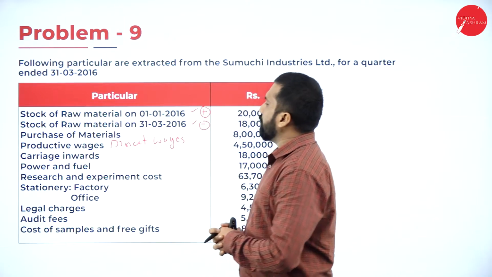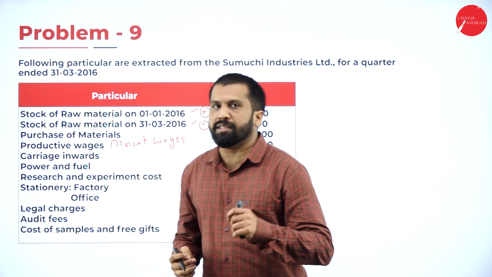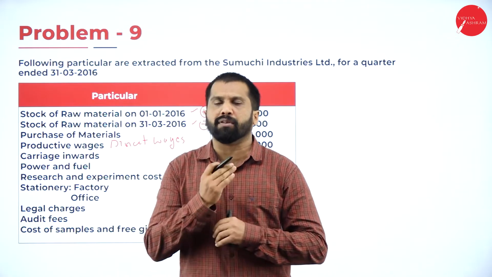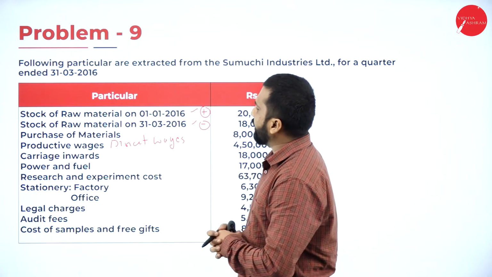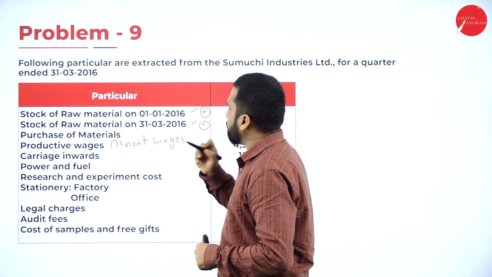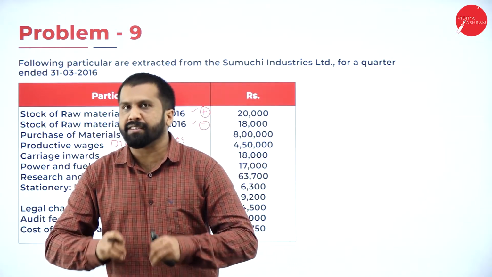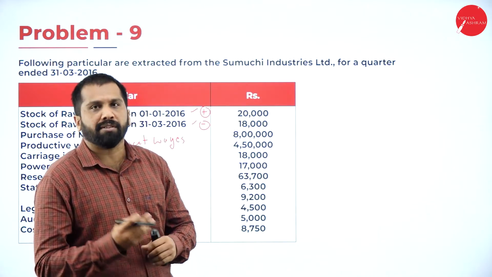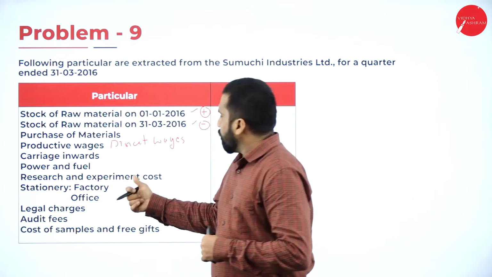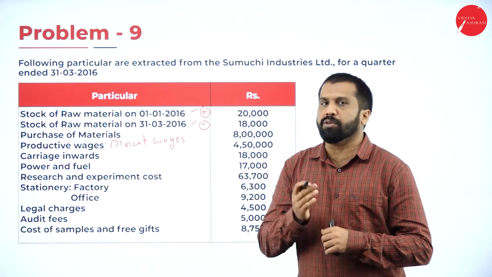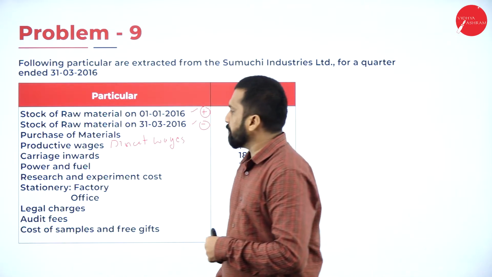Power and fuel. Where do you use power and fuel? Power and fuel we use usually in factory. At the time of production, we use fuel and power. So it will come under factory. Research and experiment cost. Where do we do all this research and all? Again, it is in factory only. Before we start our actual production, we go with the research and implementation. Your experiments and research they made, those research and experiment in the production department, it happens in factory.